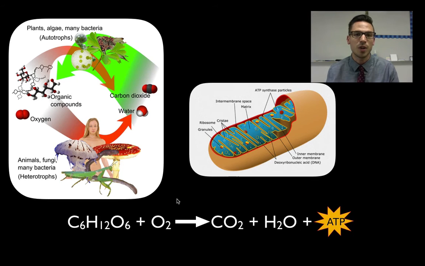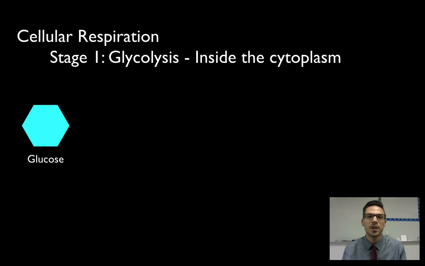So let's get started with our first step of understanding how we can go from the energy in glucose to actual ATP. The first step in cellular respiration is going to be a process that we call glycolysis. And I wanted to point out that where this is taking place in the cell is actually inside the cytoplasm. We're not inside the mitochondria yet. This is going to take place right outside the mitochondria in the cytoplasm of the cell.